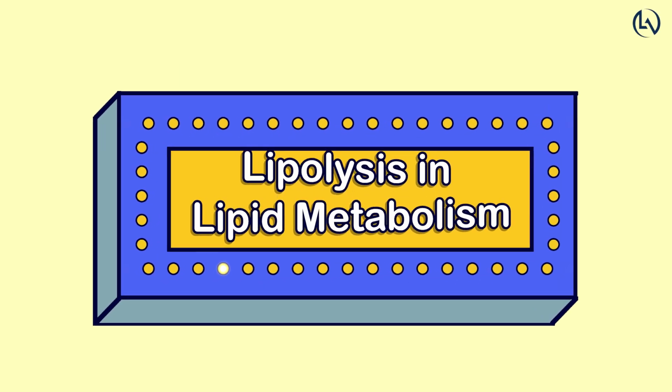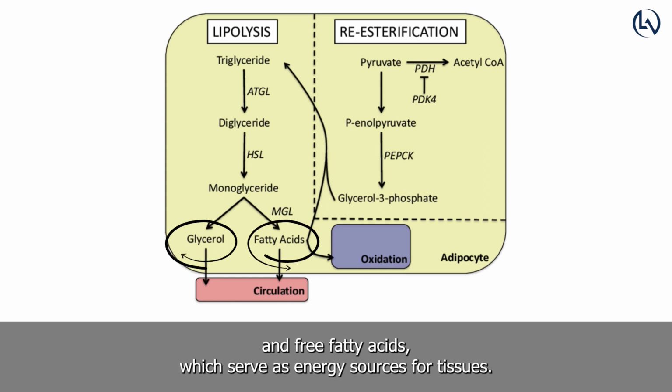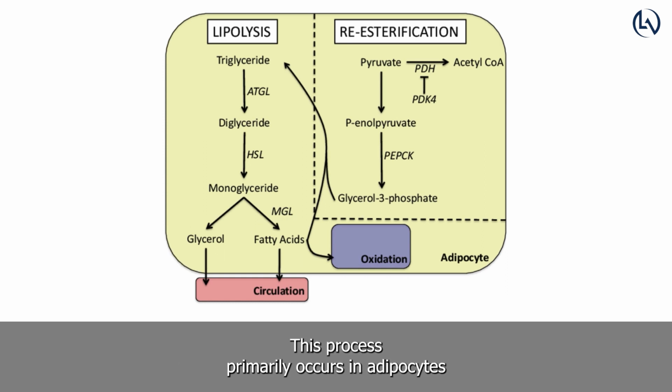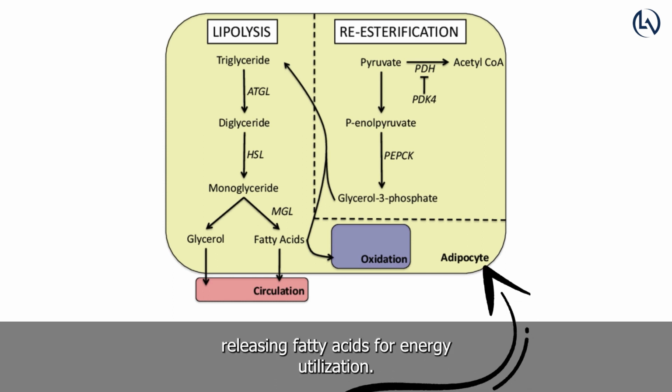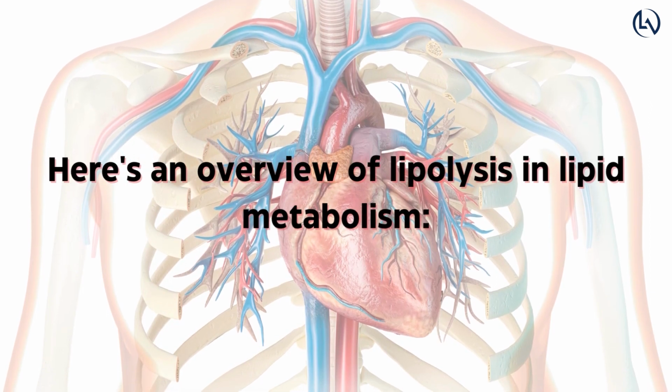Lipolysis in lipid metabolism. Lipolysis breaks down stored triglycerides in adipose tissue into glycerol and free fatty acids, which serve as energy sources for tissues. This process primarily occurs in adipocytes, releasing fatty acids for energy utilization. Here's an overview of lipolysis in lipid metabolism.